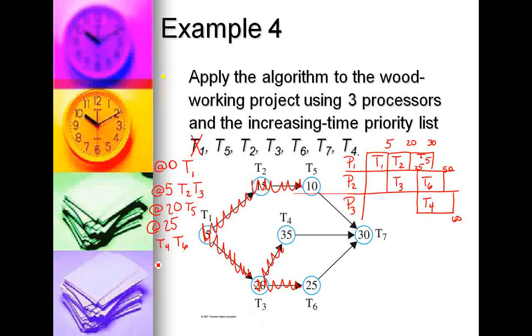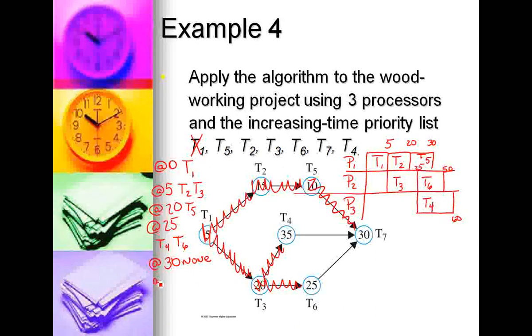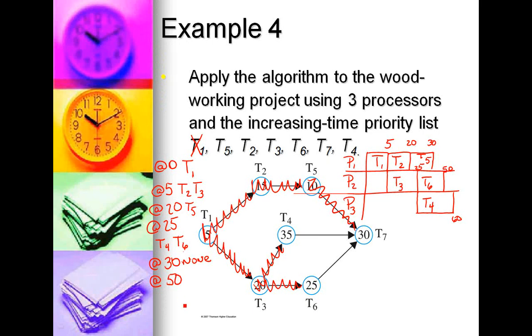So now I have a 30-minute time slot. At 30, 1, 2, 3, and 5 are complete. That leaves us with 4 and 6 ready, but they've already been scheduled. So none at 30. How about at 50? At 50, now T6 is complete. That makes our only ready task T4. T4's already been scheduled.